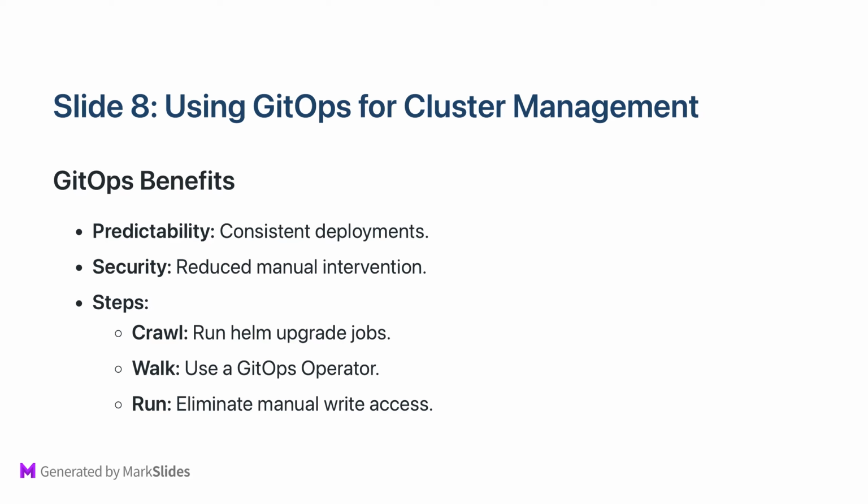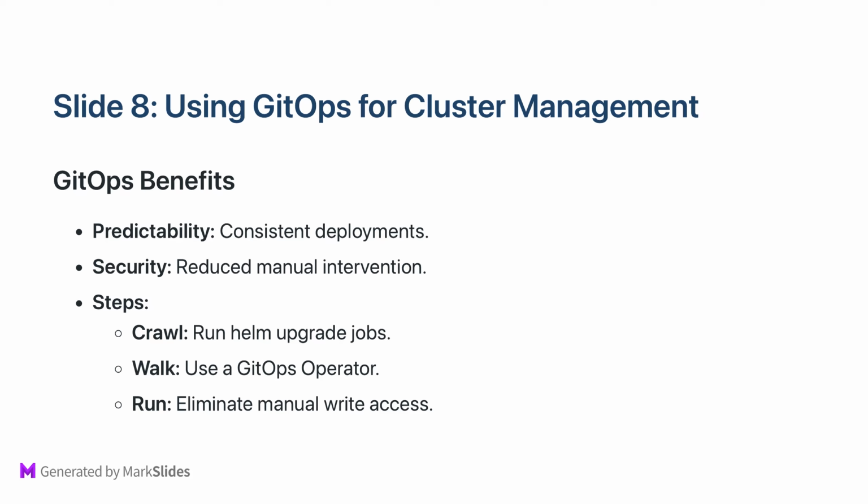In the initial stage, we typically run Helm upgrade jobs. This is more of a semi-automated way where you manually trigger the updates, but using version-controlled Helm charts to ensure that deployments are consistent across environments. Walk. Next, we upgrade to using a GitOps operator. These operators, such as Flux or Argo CD, automatically synchronize the state of your Kubernetes cluster with the state defined in your Git repository. The operator continuously monitors your repo for changes and applies them to your cluster, making the process more automated and seamless.